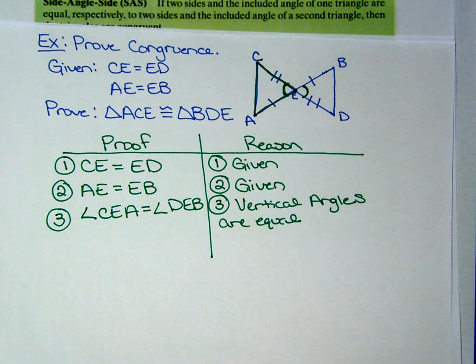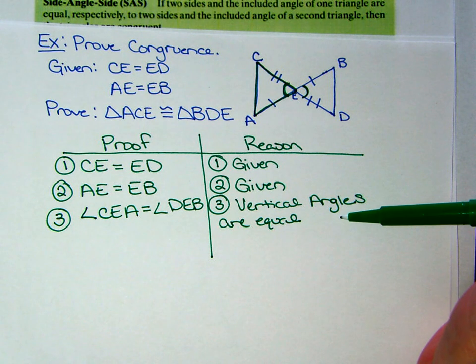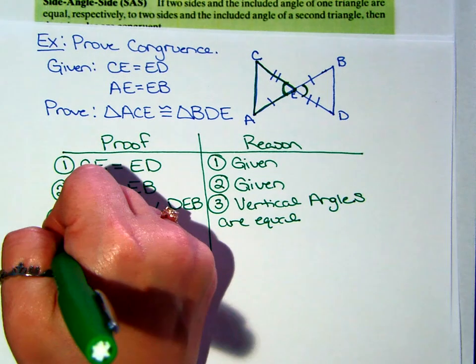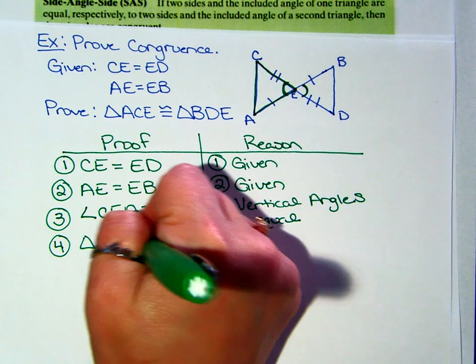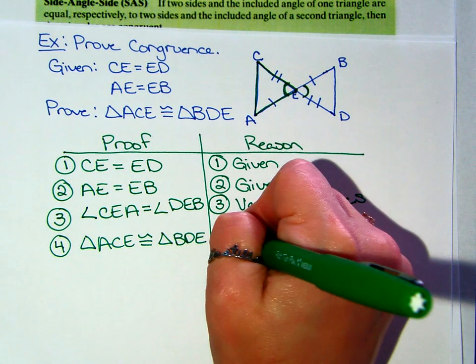So they gave us a side. We just proved that the angle in between our sides is congruent. And so right there we have side, angle, side. So we can conclusively say that triangle ACE is congruent to triangle BDE. How do we know that? Because of side, angle, side.